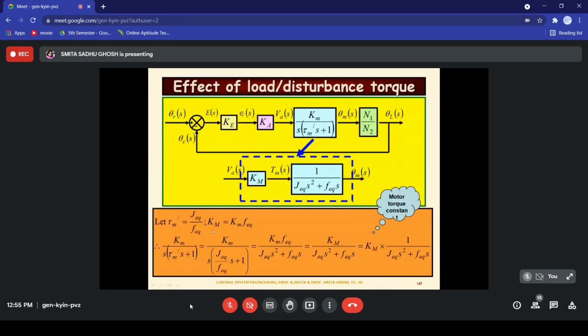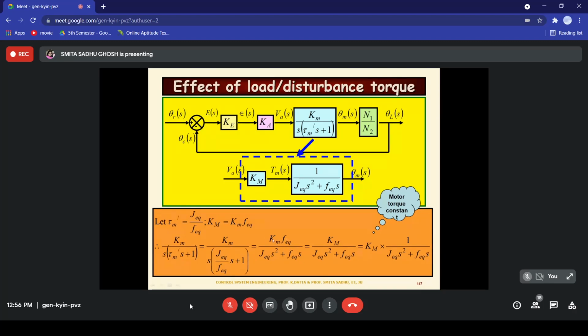So Km, which is the motor torque constant, is given by small km into F equivalent. Now we have the original block that we had, Km by S into tau m dash S plus 1, written here. The breaking down has been shown, as I told you. So tau m dash has been replaced by J equivalent by F equivalent, then multiplying the numerator and denominator by F equivalent, this is what we get.